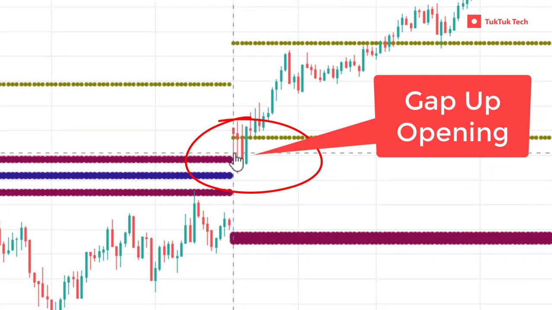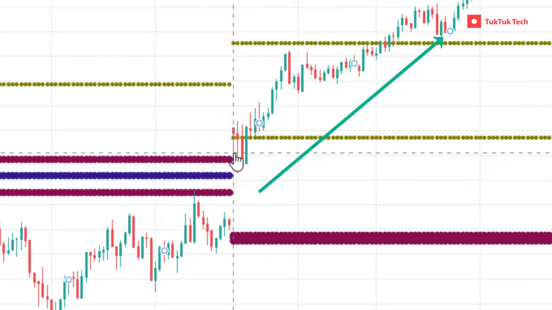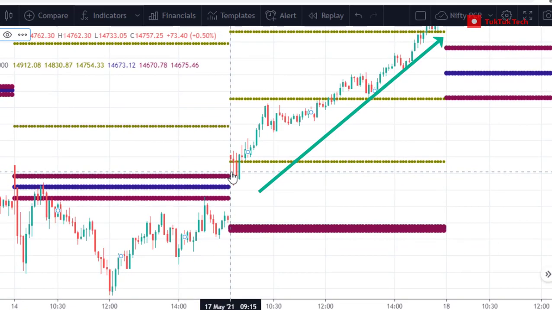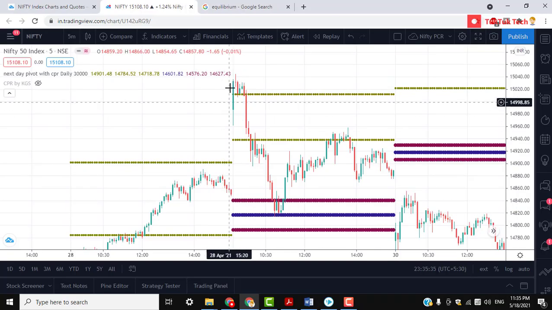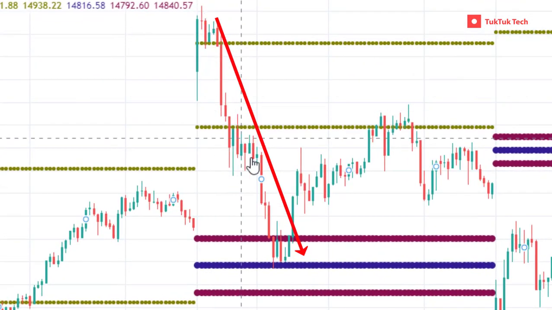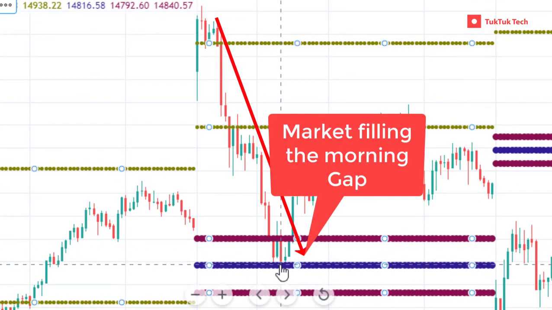When this occurs, you can use the pivots to either trade a potential breakaway move or fade the market for a fill of the gap.